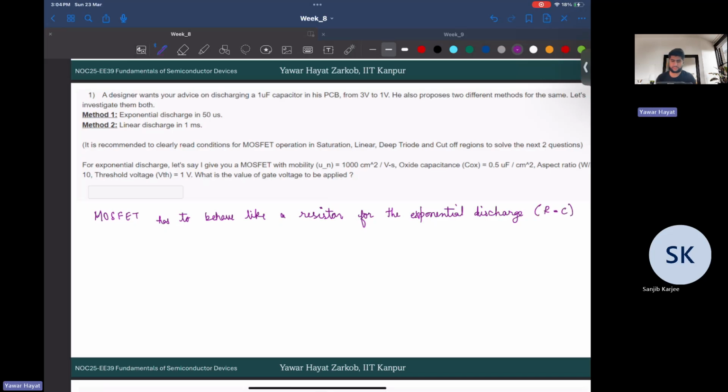So it's an RC, right? The capacitor is in series with this MOSFET, which will behave as a resistor. So for that, you need to bias your MOSFET in the deep triode region, and your resistor behavior is independent of the VDS.